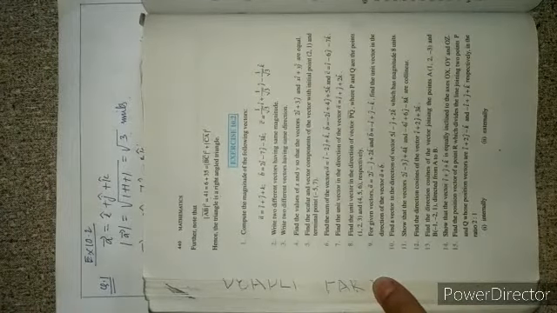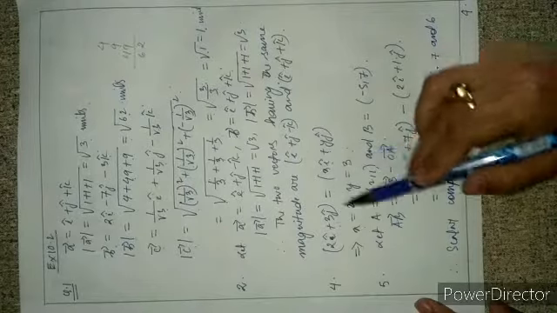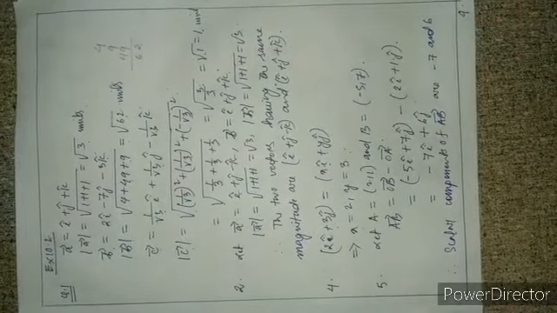Next, question number 4. Find the values of x and y so that these vectors and these vectors are equal. Find the values of x and y. Here, the vector on the left hand side is equal to the right hand side. If the two vectors are equal, then corresponding components should be equal. So x should be equal to 2 and y should be equal to 3. These are the values of x and y.